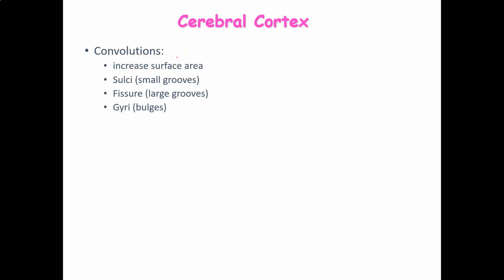These convolutions, as we went through evolution, helped increase surface area without making our heads giant. So by folding in on itself, the brain created more surface area to house more neurons to allow us to engage in more complex behaviors.